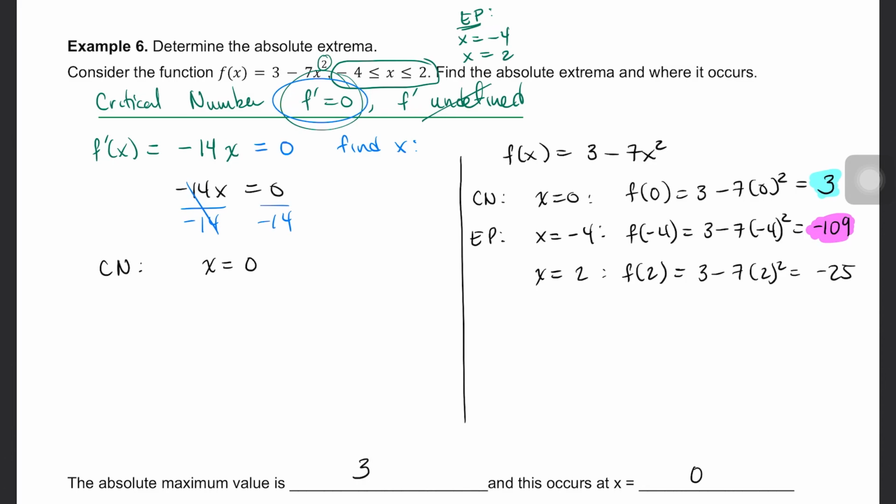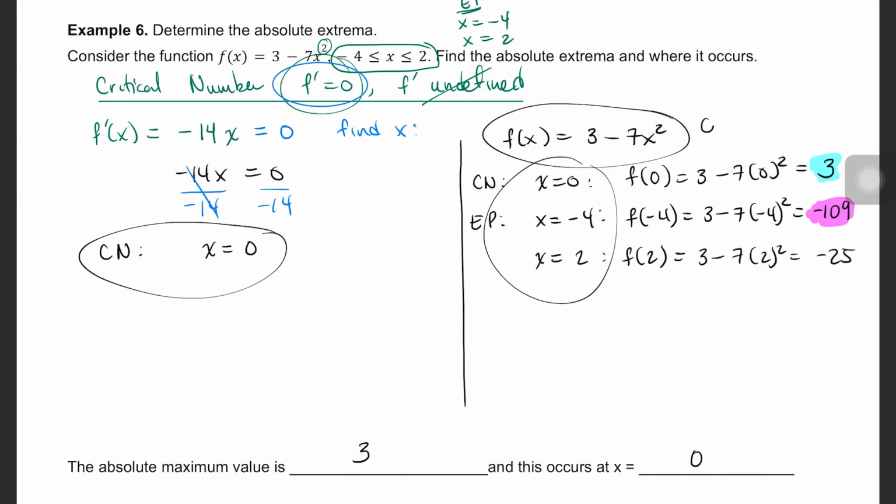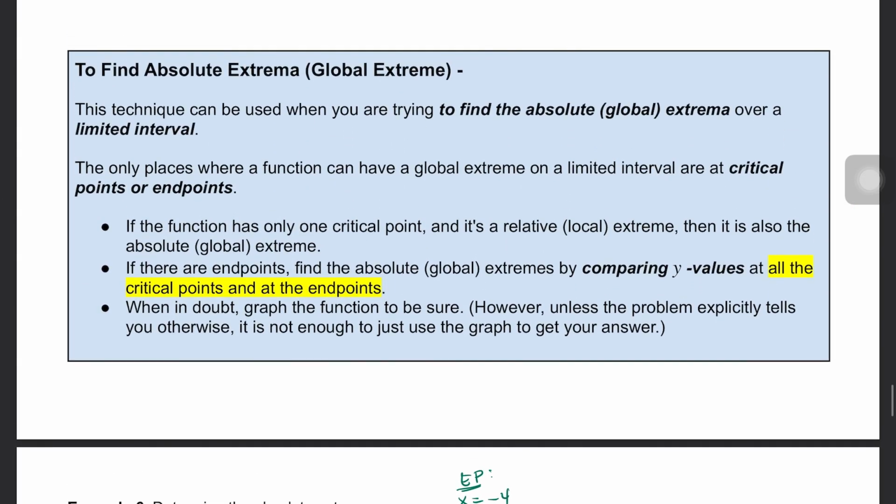So it seemed a little more straightforward, because we don't actually have to test whether we have a local max or local min. We just literally use the critical number and the endpoints, and test them in the original function. And we just want to compare their y values. That's what I mean by that, right? The only places where the function can have a global extreme on the limited interval are the critical numbers, critical points, or the endpoints.